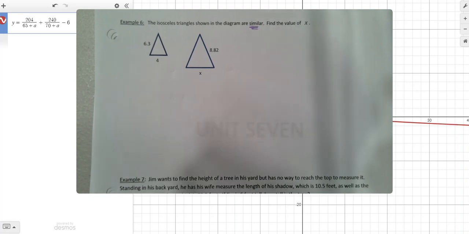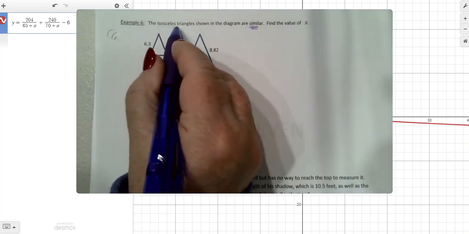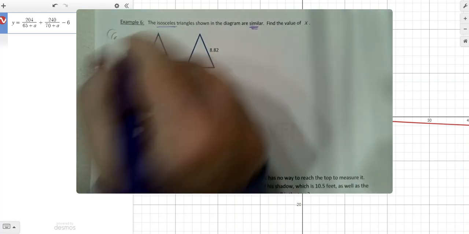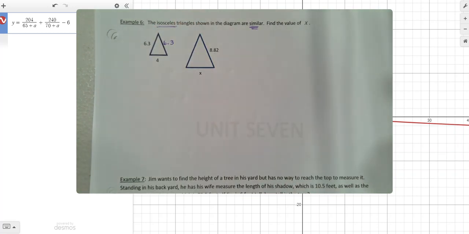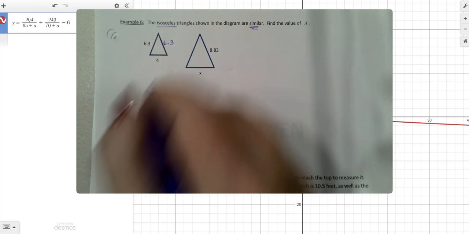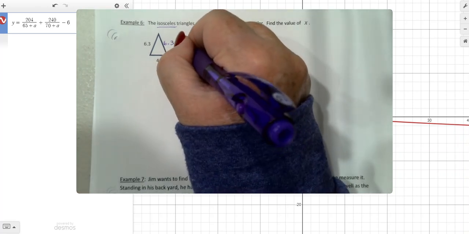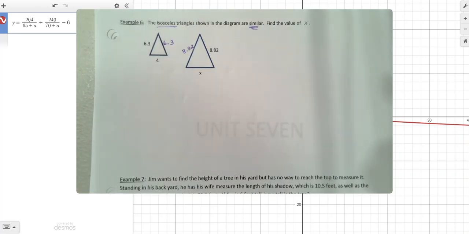First of all, let's review this word isosceles. Isosceles triangles are triangles with two congruent sides. So basically, because they're isosceles, I can say if that's 6.3, this must also be 6.3. And if that's 8.82, this must also be 8.82. Isosceles, two identical sides in each triangle.